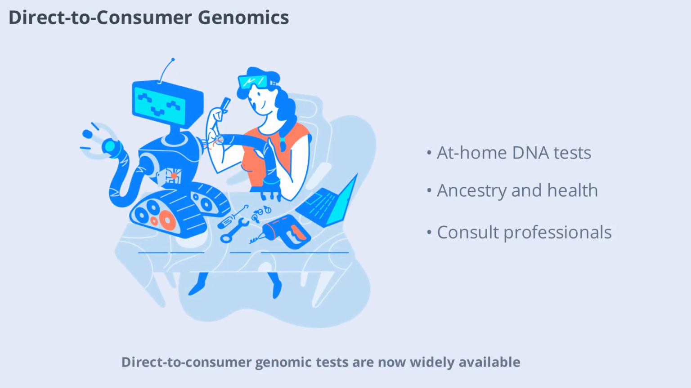Direct-to-consumer genomic tests are now widely available. These kits let people explore their ancestry, traits, and health risks from home. While convenient, it's important to interpret results carefully and consult professionals when needed.